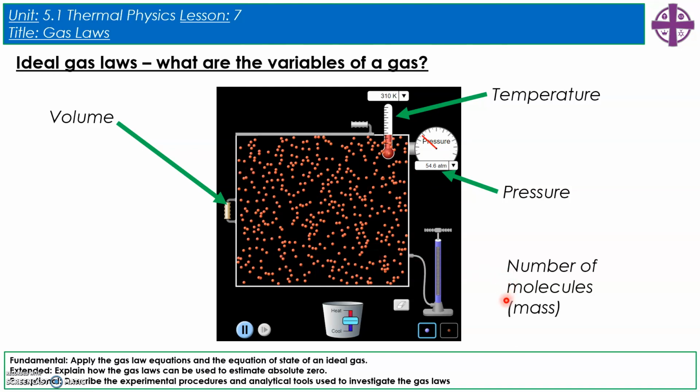Finally, we can measure the number of molecules of a gas, and you can change that by attaching a pump to it. When you pump up a bicycle tyre, what you're changing is the number of molecules inside it. So you're changing the number of molecules or the mass of the gas inside. Now these are the 4 variables we're going to be looking at and seeing how they relate to each other. For example, if I change this, how does it affect this? Or if I change this, how does it affect this?